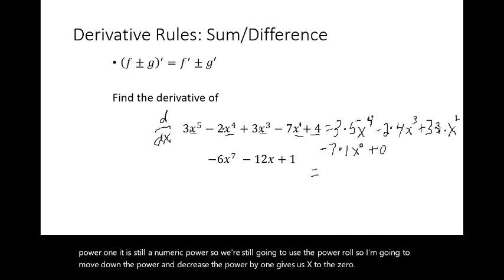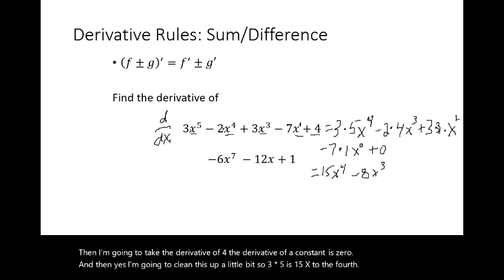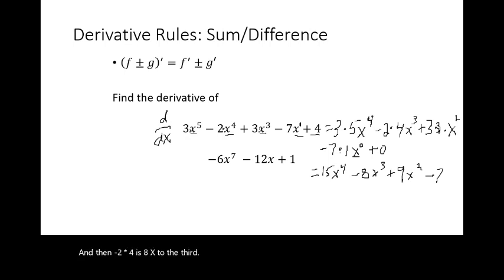And then, yes, I'm going to clean this up a little bit. So 3 times 5 is 15, x to the 4th. And then minus 2 times 4 is 8, x to the 3rd. Plus 3 times 3 is 9, x squared. And then this negative 7 times 1 times x to the power 0. Anything to the power 0 is 1, so that derivative just becomes minus 7, and then we do not need the plus 0. So this is going to be our derivative.